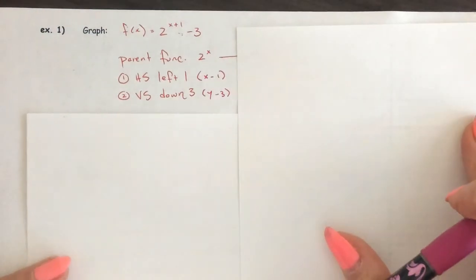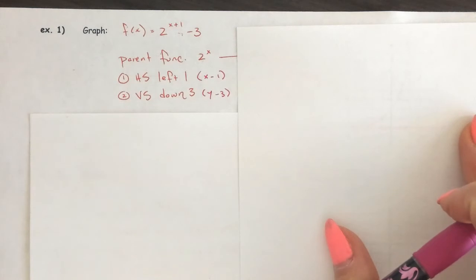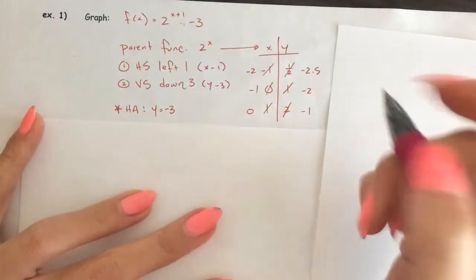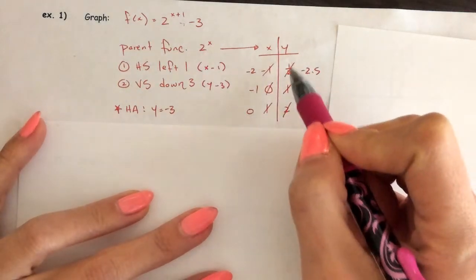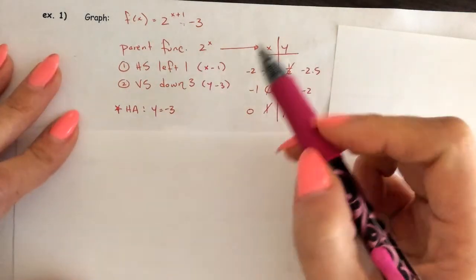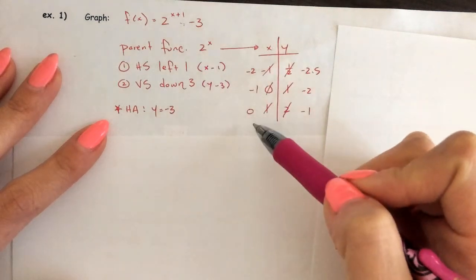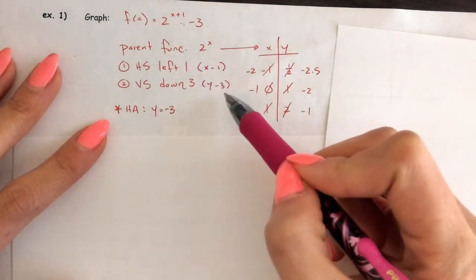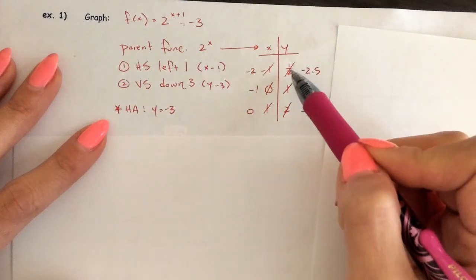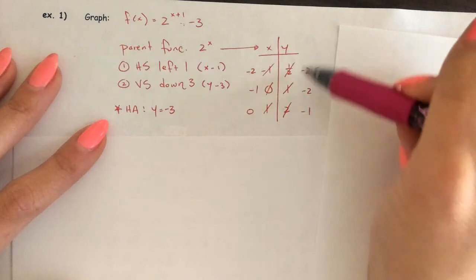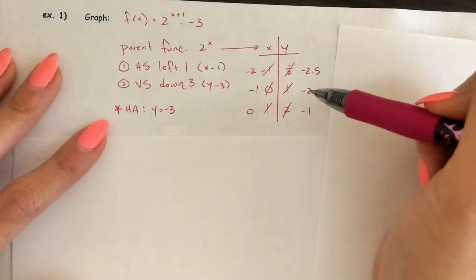Why do I write it like that? Because it tells you exactly what to do with your original numbers in your t-chart. If I have to go x minus 1, I look at my x values, I subtract 1. And then y minus 3, I look at my y values and I subtract 3. So now I have new x values and y values that I'm going to graph.